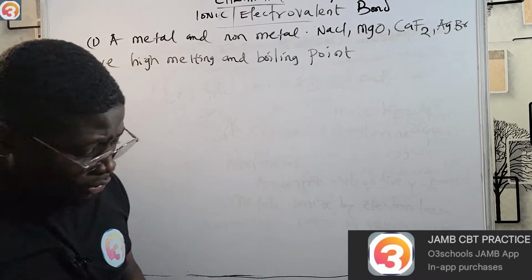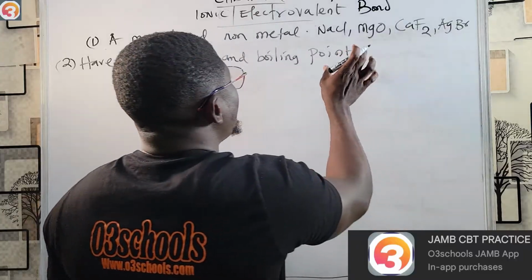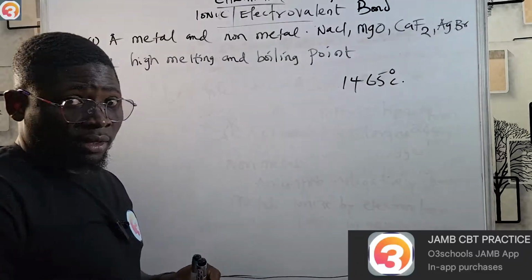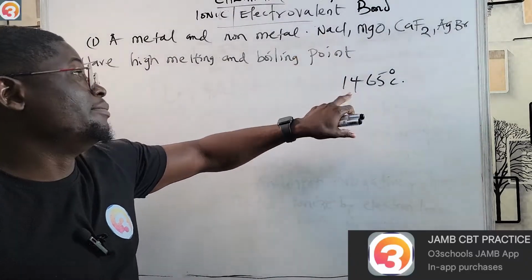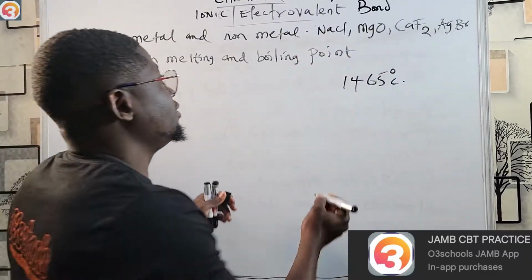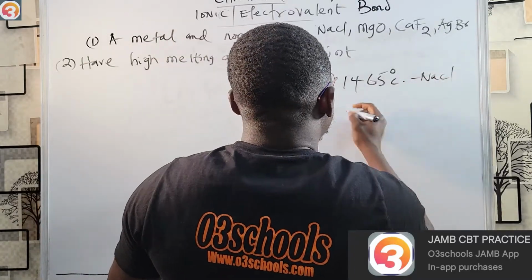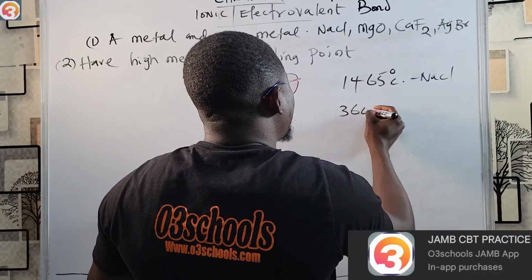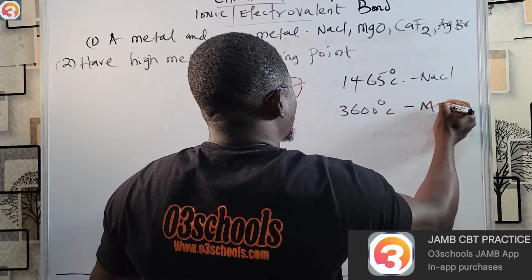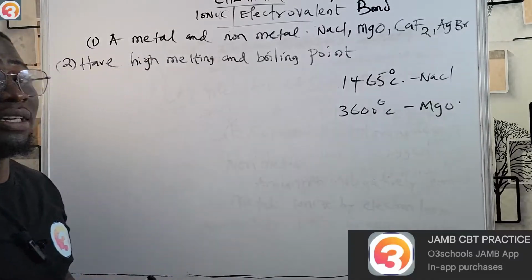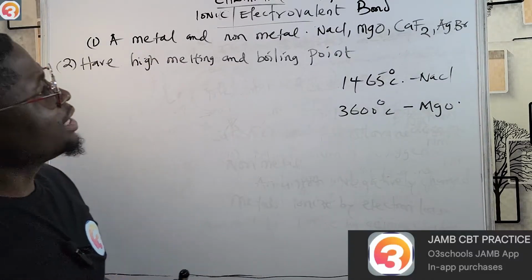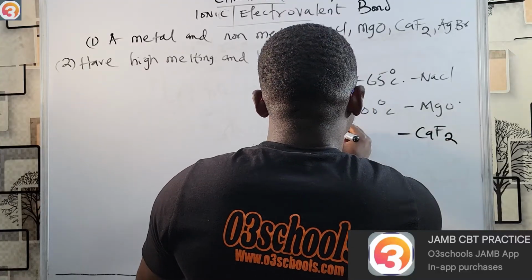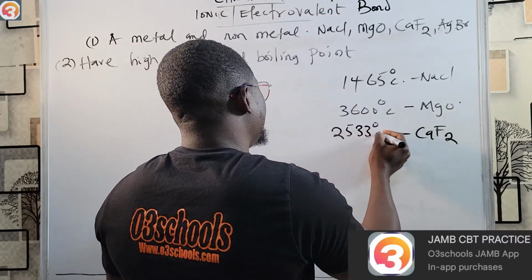For example, sodium chloride has a boiling point of 1465 degrees Celsius. NaCl has a boiling point of 1465 degrees Celsius. Magnesium oxide itself has a boiling point of approximately 3600 degrees Celsius. Calcium fluoride, CaF2, has a boiling point of 2533 degrees Celsius.